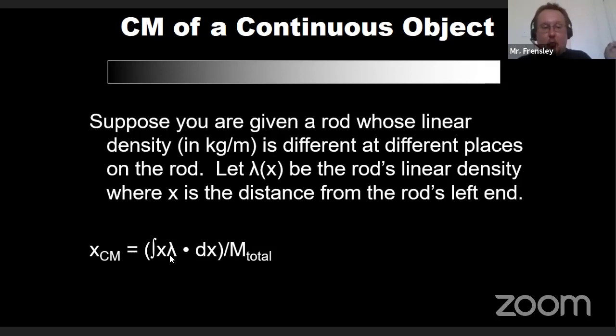So that means the more density there is, the more the center of mass is weighted in that direction. If there's more density on the left, then the x will be shifted to the left. If there's more density on the right, the center of mass will be shifted to the right, over M total. Well, how do you get the total mass?